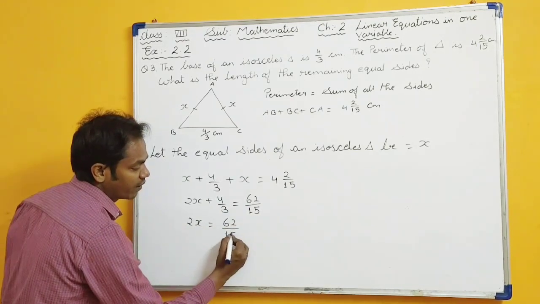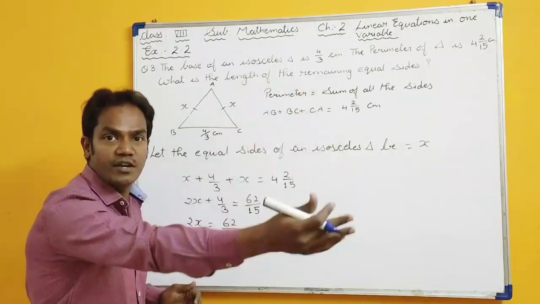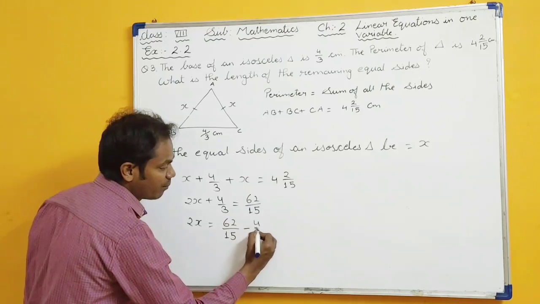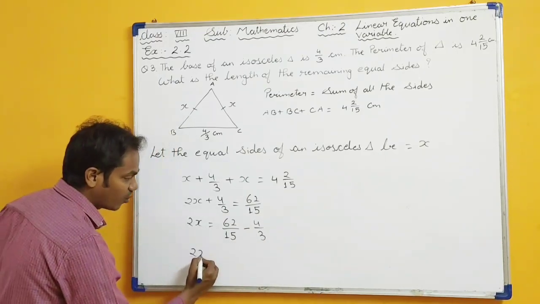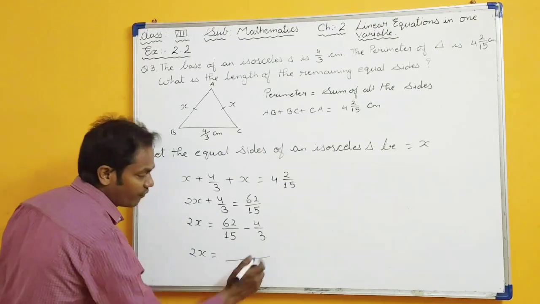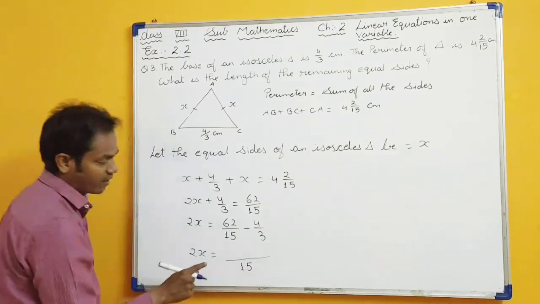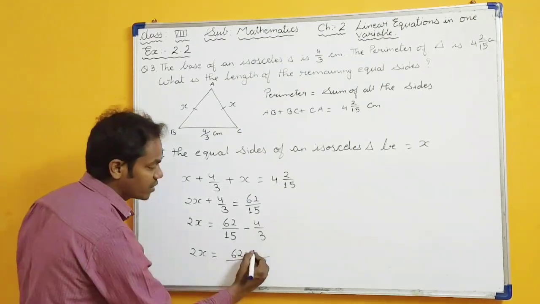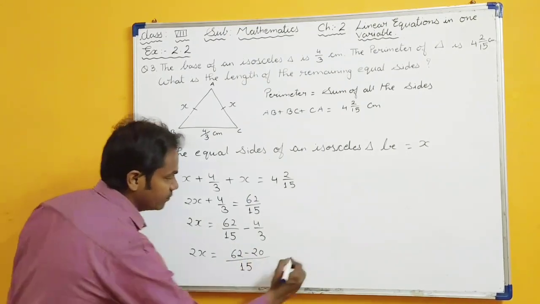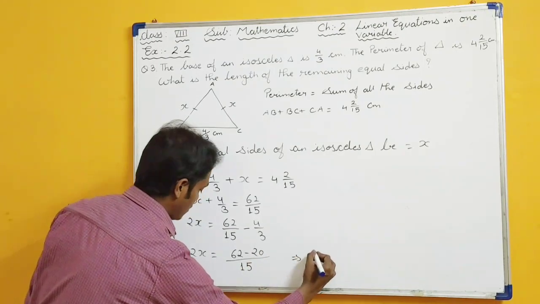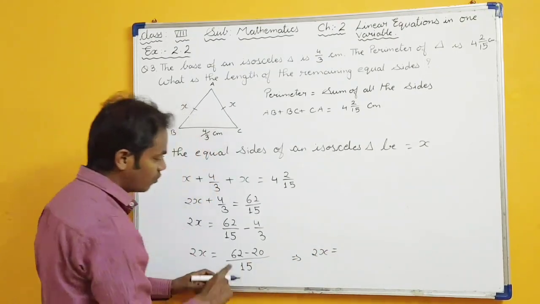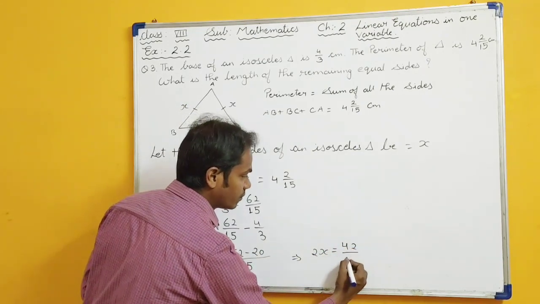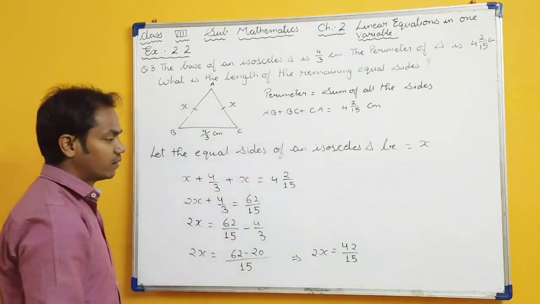Now I will do shifting. This 4/3 I will shift to the right hand side. This is plus 4/3, it will become minus 4/3. Now take LCM. LCM of 15 and 3 is 15. So 62, 3 5s are 15, so 5 4s are 20. So next step you will get 2x is equal to 62 minus 20, which is equal to 42/15.